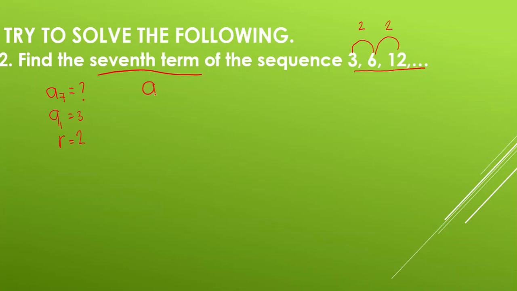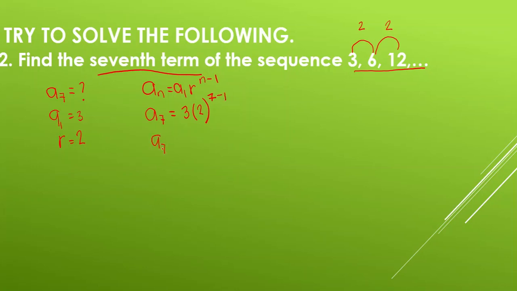Since it's geometric, we will be using the general formula for the nth term of a geometric sequence. So a sub n, since we're looking for a sub 7, will be replaced with this. Then our first term is 3. Our common ratio is 2. Our n here is the same n here. So we have 7 here, therefore we'll have 7 here. This one is the same subscript as this one. Since we use the first term, then this is still minus 1.